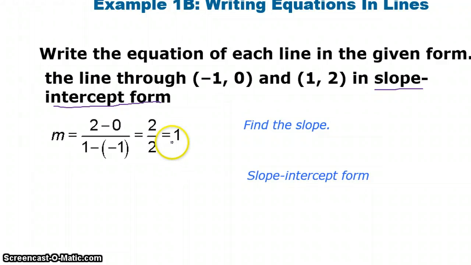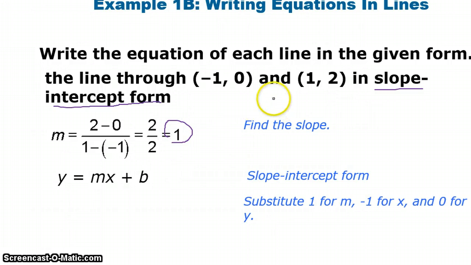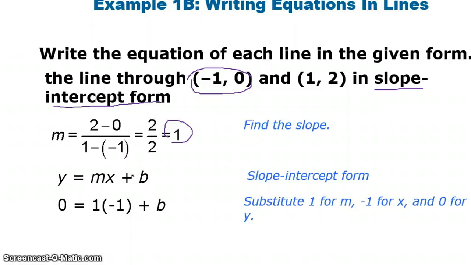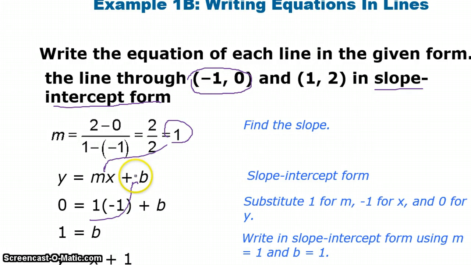Now we're going to take the slope and one of the points. In this case, we're going to take this point. We're going to sub these into our y, our x, and our m, and we're going to solve this for b. So if we solve this for b, we find that b equals 1. Now we're going to go back and put our slope in and our b in. So our slope-intercept form final equation is y equals x plus 1.